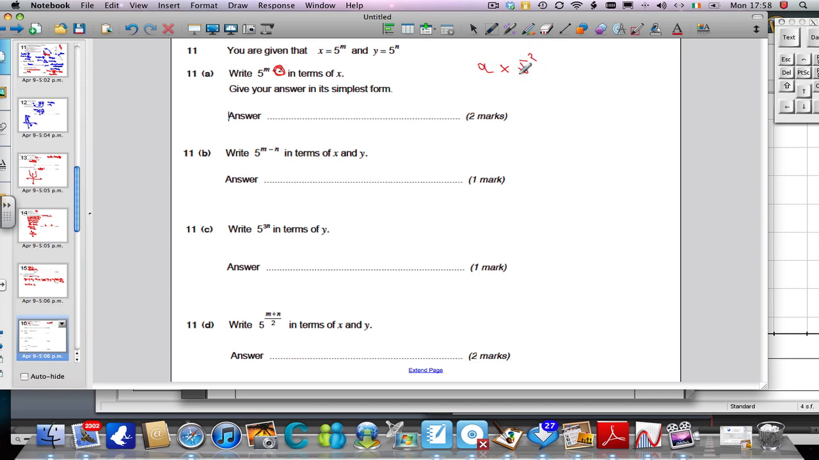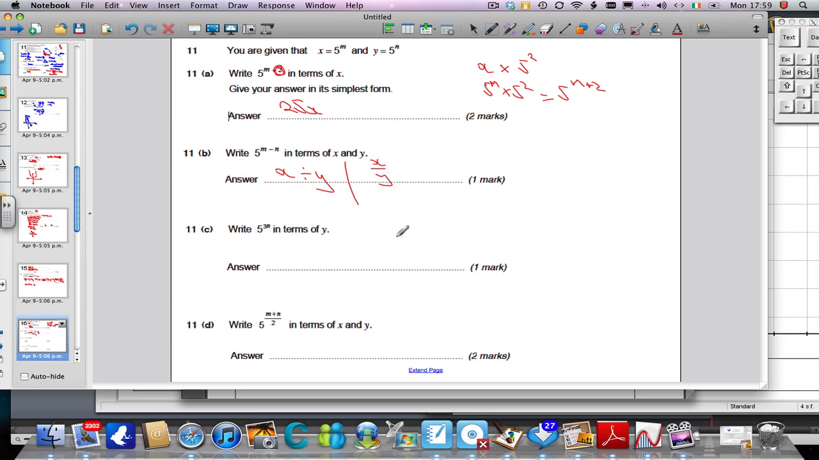When we multiply things that have the same base, x times 5 to the power 2 is the same as 5 to the power m times 5 to the power 2, which would give us 5 to the m plus 2. So x times 5 to the power 2 is the same as x times 25, or 25x. Write this in terms of x and y. So 5 to the power m minus n is x over y. Well, when we take powers away, generally that's by dividing. So x divided by y.